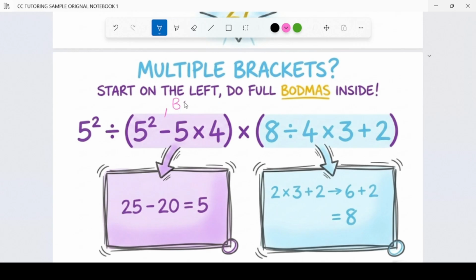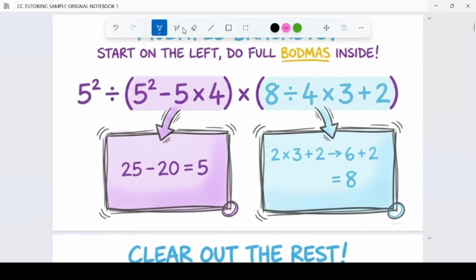According to BODMAS, in this bracket I'll solve the power first, and that is 5 to the power 2, that is 5 fives are 25. So I have solved this bracket and I got my answer 5. Now this is also a bracket. I'm going to solve this bracket as well, and I got my answer 8.